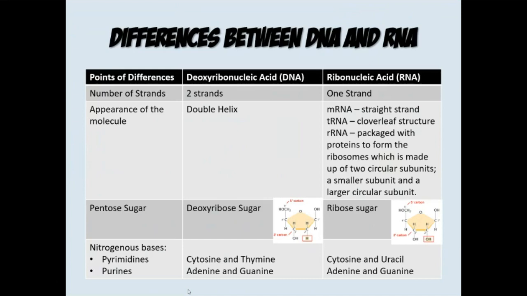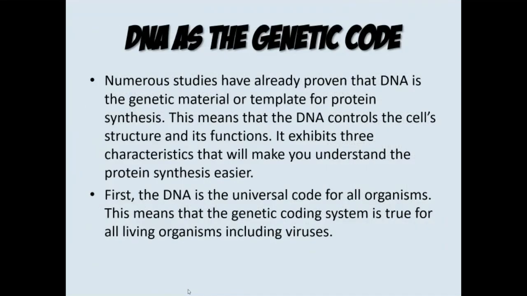And then sa purines, they have a similarity with each other. They are the adenine and then guanine. So, yun po. So, DNA as a genetic code. No? So, numerous studies have already proven that DNA is the genetic material or template for protein synthesis. This means that the DNA controls the cell structures and its functions.